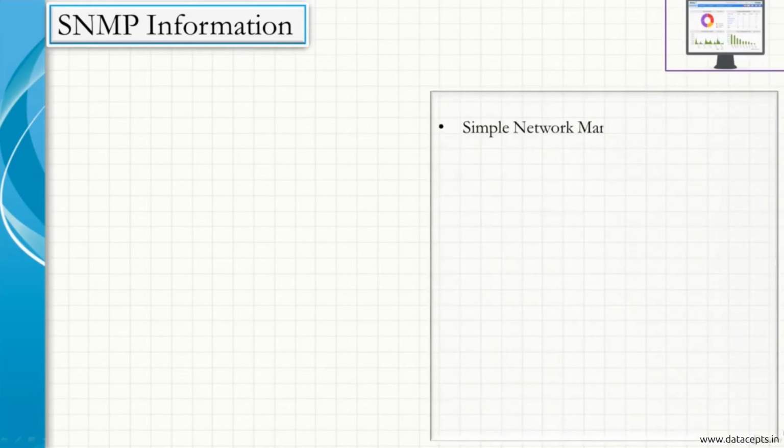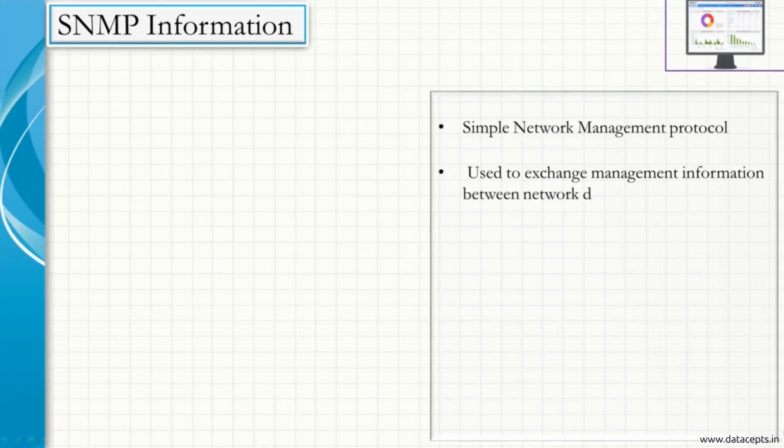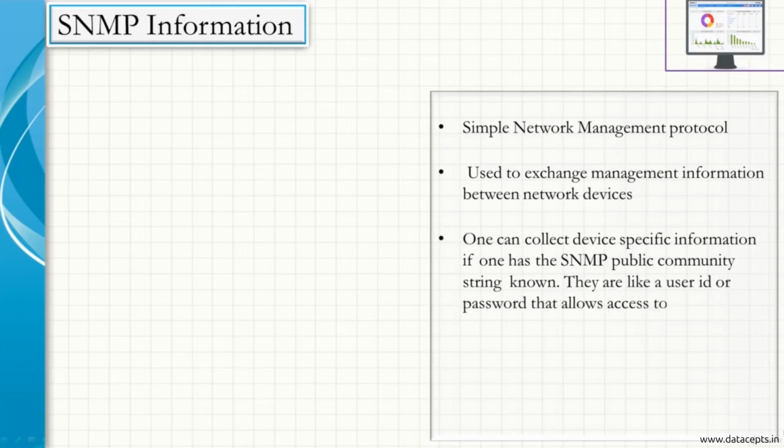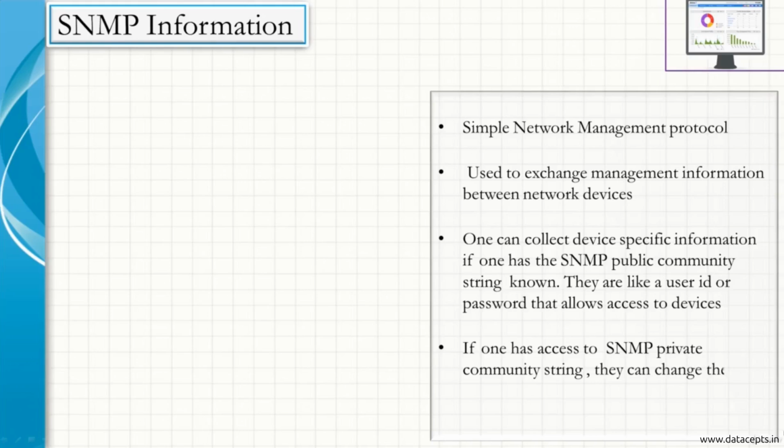SNMP stands for Simple Network Management Protocol. It is used to exchange management information between network devices. One can collect device-specific information if one has the SNMP public community string known. They are like a user ID or password that allows access to devices. If one has access to the SNMP private community string, they can change the configuration as well.